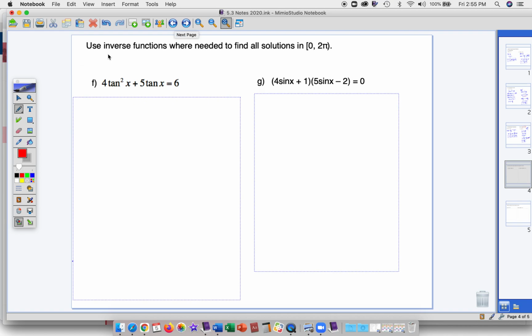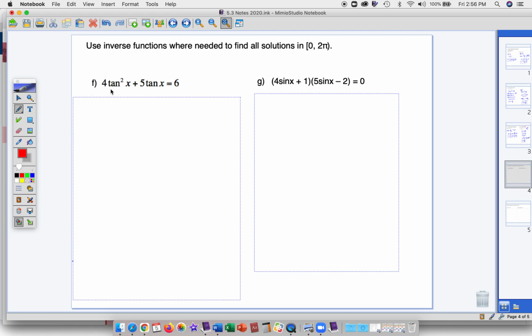Okay, here's another new instruction. Using inverse functions where needed, find all solutions. Where needed means if your answer can still be one of our common angles, then you would give it as the common angle. So we only use the inverse functions for solutions when it's not a common angle. So keep that in mind.